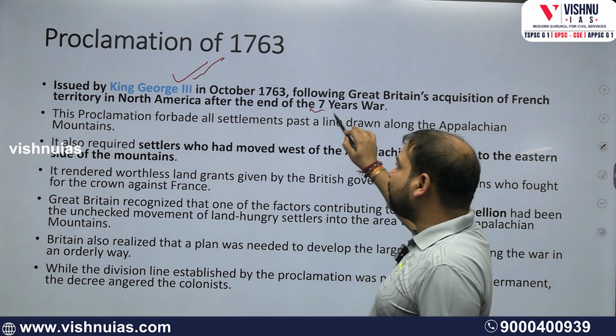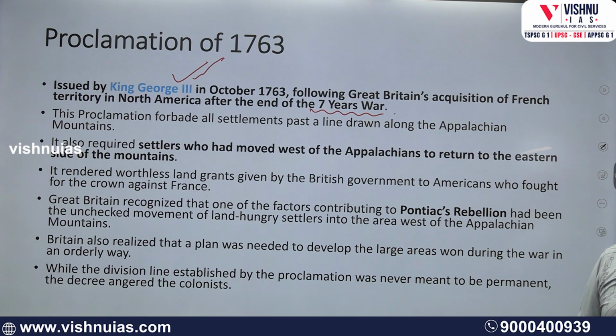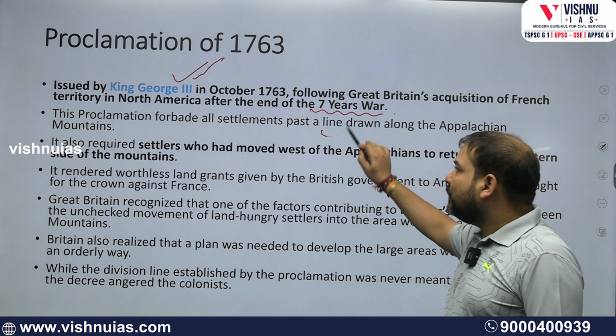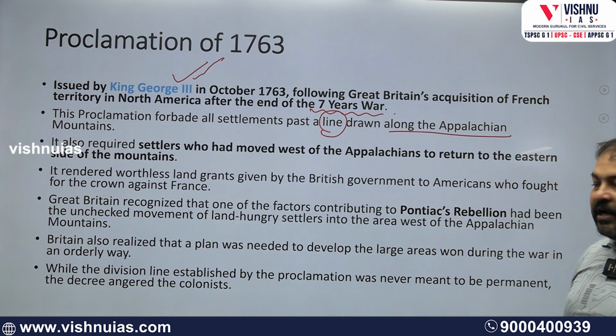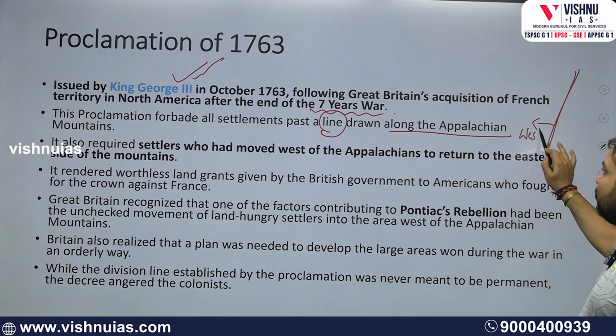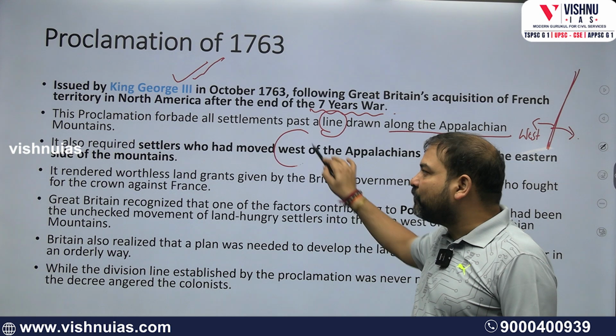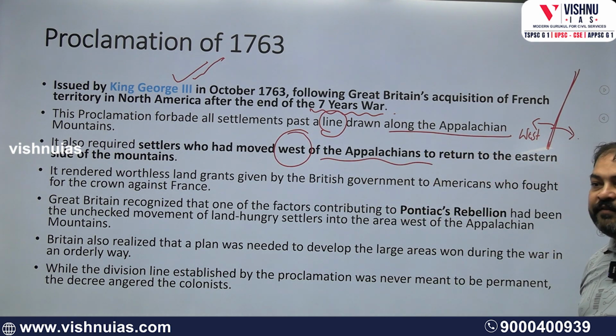1763 is the end of the Seven Years' War. What this proclamation says is that along the Appalachian Mountains, a line is drawn, and this is the boundary. Anybody who had gone westward was asked to come back. So any settler who had moved west of the Appalachians was asked to come back to which side? This side of the mountain.